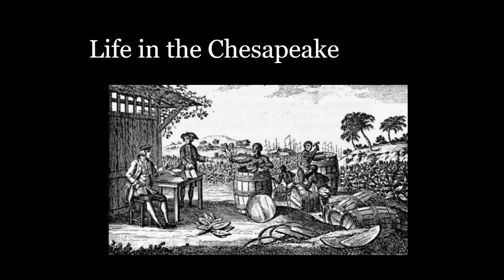And finally, life in the Chesapeake. Disease was devastating early on. It took 10 years off the average life expectancy. There's malaria, dysentery, and typhoid. Half of all those born in early Virginia and Maryland did not live past the age of 20. Less than 25% of men lived to see their 50th birthday, and women only their 40th.